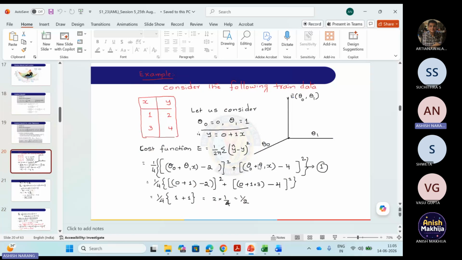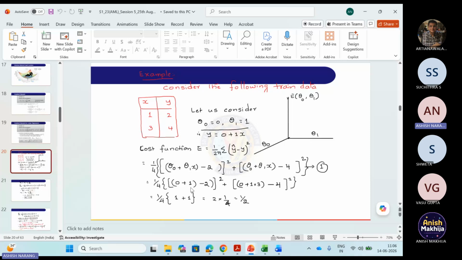Now coming to this, I have initialized any theta 0 and any theta 1. So y is equal to 0 plus 1x is my function now. These are my weights. My cost function is 1 by 2n times the sum of y cap, the predicted values, minus y, the actual values, squared. Actual values are 2 and 4. I'll plug in the first value, 1, and my predicted value is 0 plus 1 into 1, which is 1. Second time I'll plug in 3, so 0 plus 1 into 3 will be 3. So you look at it: theta 0 plus theta 1 x minus 2 squared. This is actual 2, and this is actual 4.